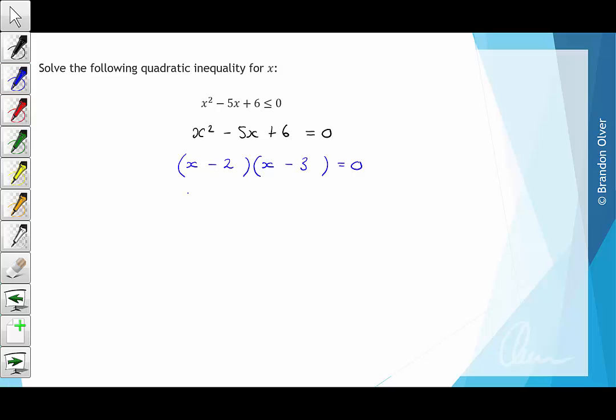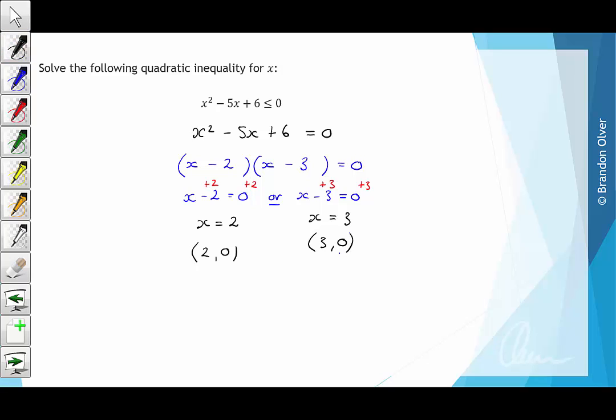So now we use the null factor law, and we can say that x minus 2 equals 0, or that x minus 3 equals 0. So adding 2 to both sides, we get x is equal to 2. And for the second one, adding 3 to both sides gives x equal to 3. So these are going to correspond to the x-intercepts (2, 0) and (3, 0).